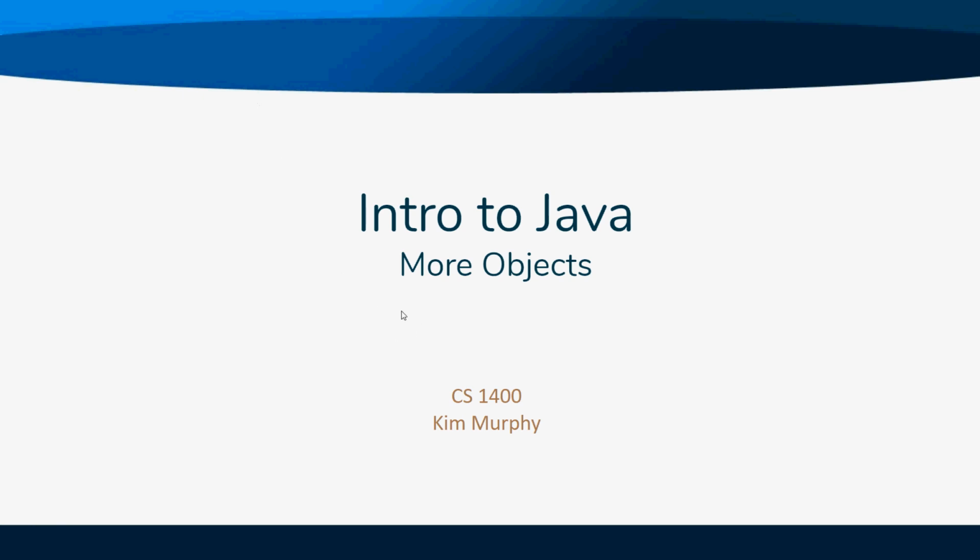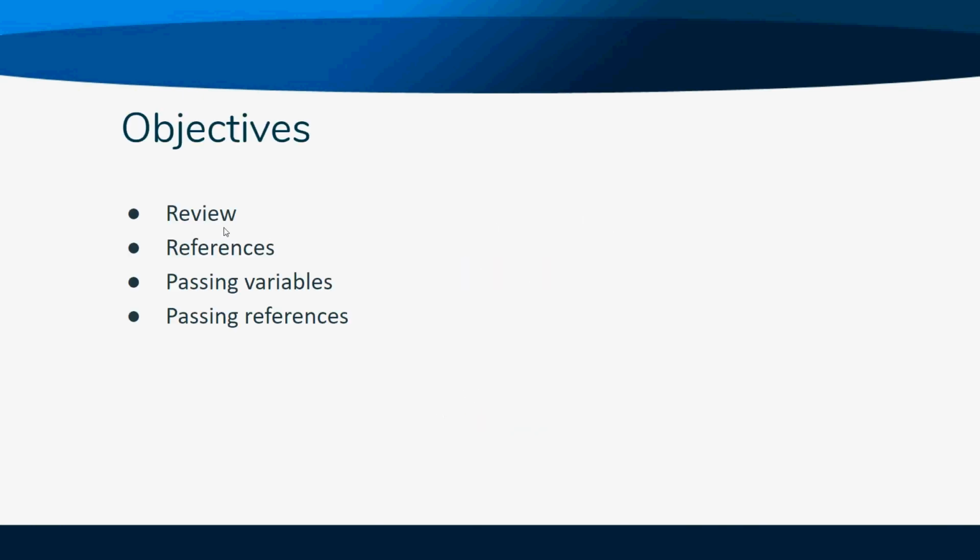This is our CS 1400 class. We're going to talk a little bit more about objects, specifically the object references today. Do a little bit of a review and talk about passing variables and references to methods.